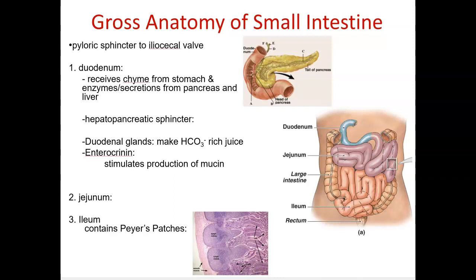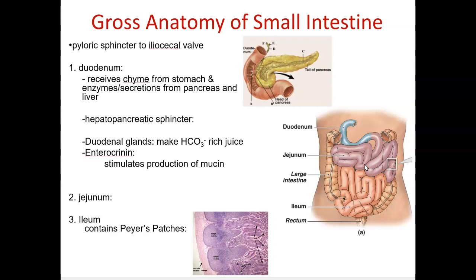Hi, in this lecture, we are going to finish our study of the GI tract organs by looking at the small and large intestine. So the small intestine, when you look at this and you see the word small, it's called small intestine because of the diameter. It's only about 1 inch in diameter, but it's actually very, very long. In a cadaver, it's about 20 feet long, and in a living person, it's roughly 10 feet long.